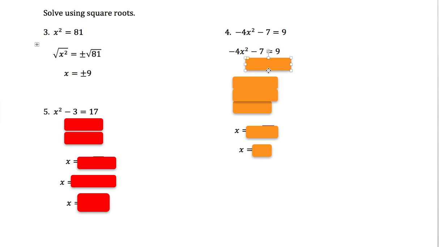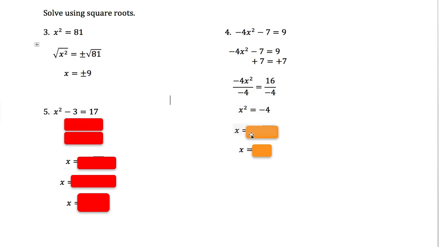We're first going to take care of the -7 by adding 7 to both sides, and when we do that, we get -4x squared is equal to 16 because 9 plus 7 is 16. Now, to get rid of the -4, we're going to divide both sides by -4. And when we do that, we get x squared is equal to -4 because 16 divided by -4 is just -4.